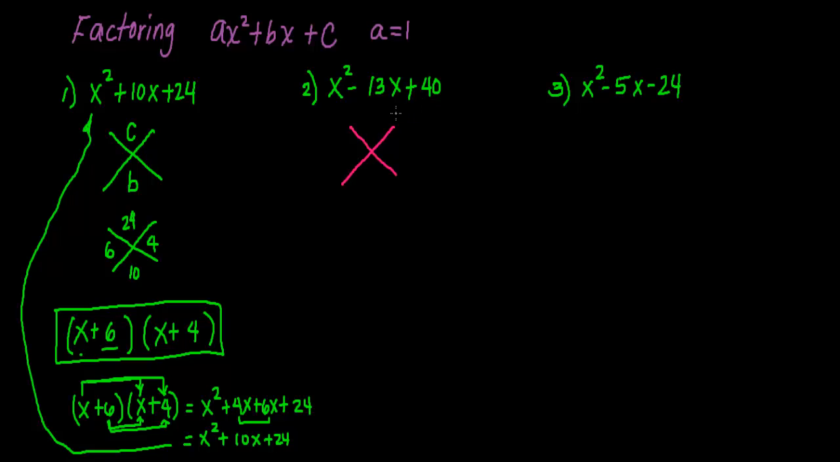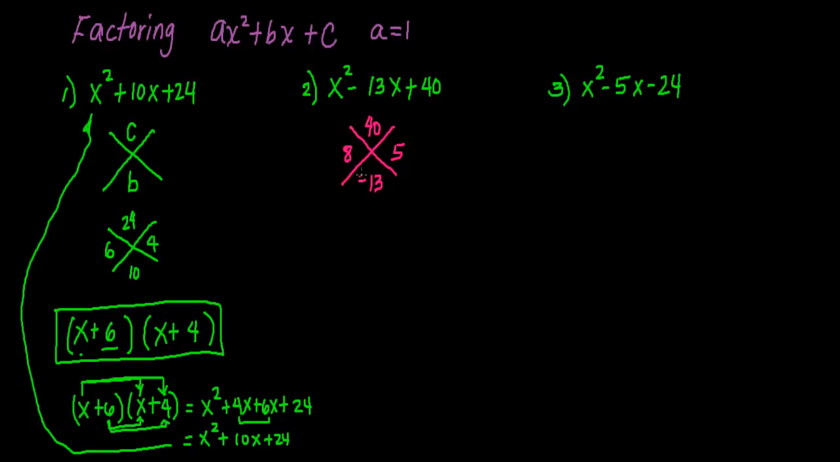You make an x. In this spot, you write what your c is, which is 40. And in the bottom, you write what b is. Now, b here is negative 13. And now you ask yourself, what 2 numbers do I multiply together and make 40, and do I add together to make negative 13? I know 8 times 5 is 40, and 8 plus 5 is 13. So I'm going to use 8 and 5. 8 times 5 is 40, and 8 plus 5 is 13.